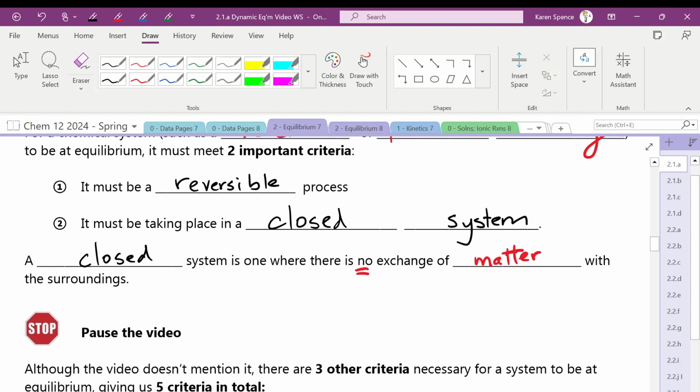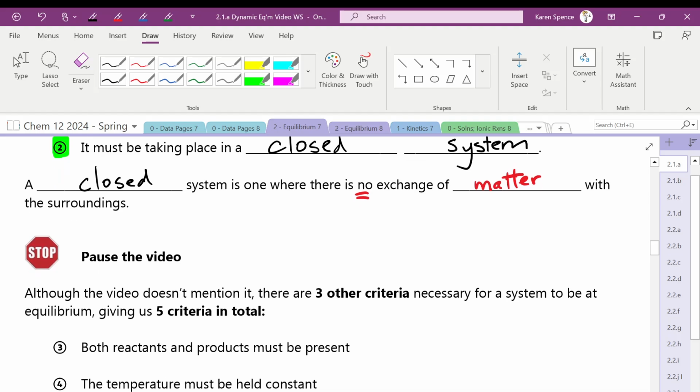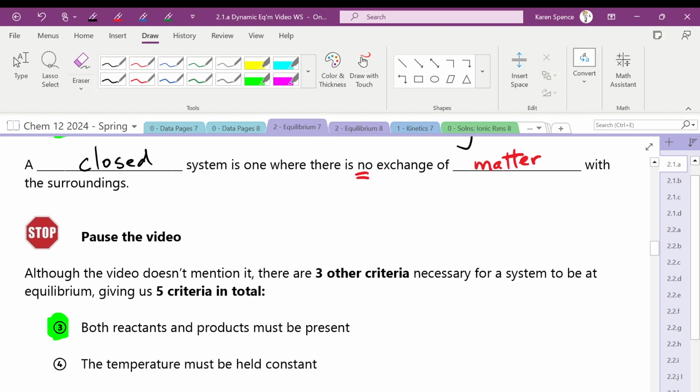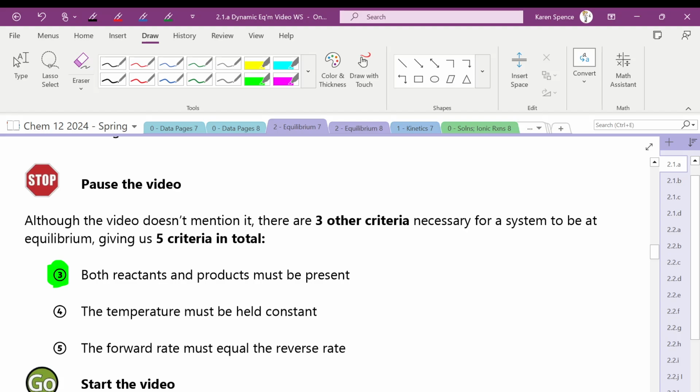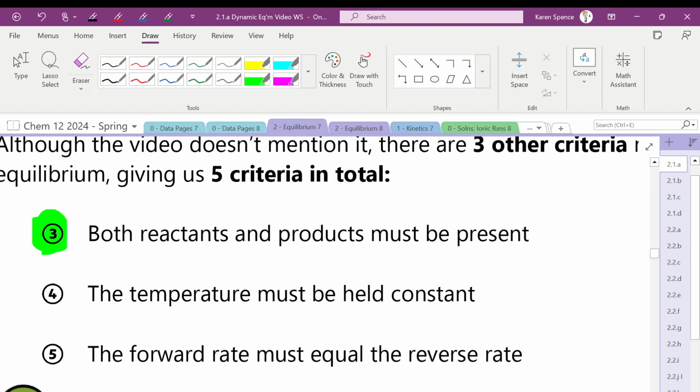Okay, and here it says, if we were watching the video and doing this live, we would pause the video. Even though the video doesn't mention it, there are 3 other criteria necessary for a system to be at equilibrium, giving us 5 criteria in total. Okay, so we have number 1 here. We have number 2. And then number 3, and this one always seems to be kind of silly to me, but it is true.